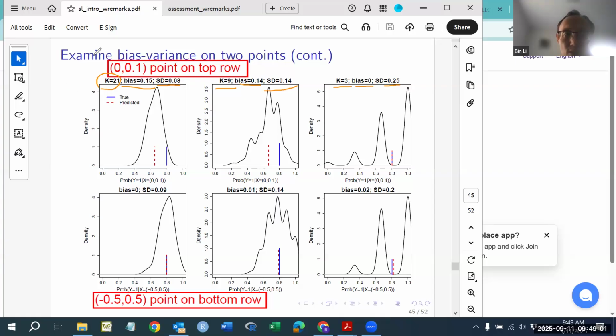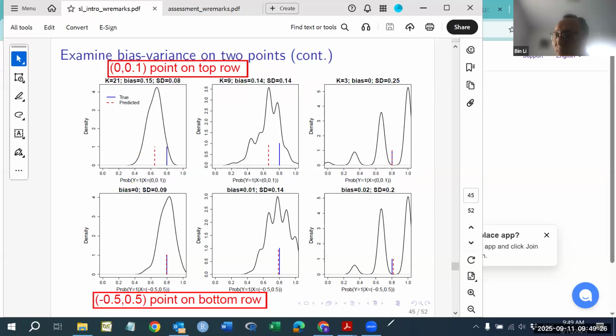From this side, the left side is the simple model, but from this side is the complicated model, right? So when we have a simple model, you can see the bias is large, but the variance is small. But for the complicated model, bias is small, but the variance is large. Okay, so that's for the top row.